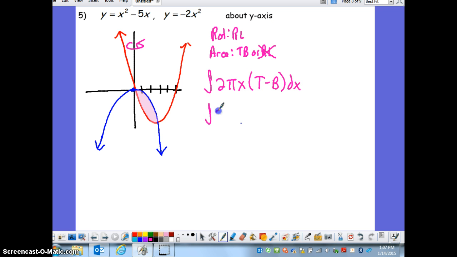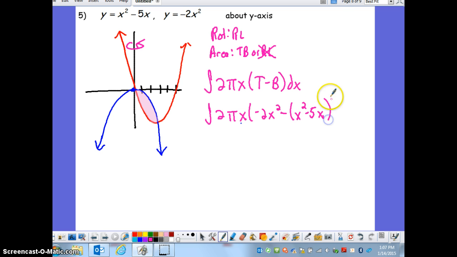So that's pretty simple. So this is the integral of 2 pi x, top minus bottom, like I said there, it's just going to be your blue minus your red. Again, blue is on the top of that shaded region, so the blue there is the negative 2x squared. And then we have to subtract that x squared minus 5x. And I do caution, make sure you are careful there that you are distributing that negative all the way through.